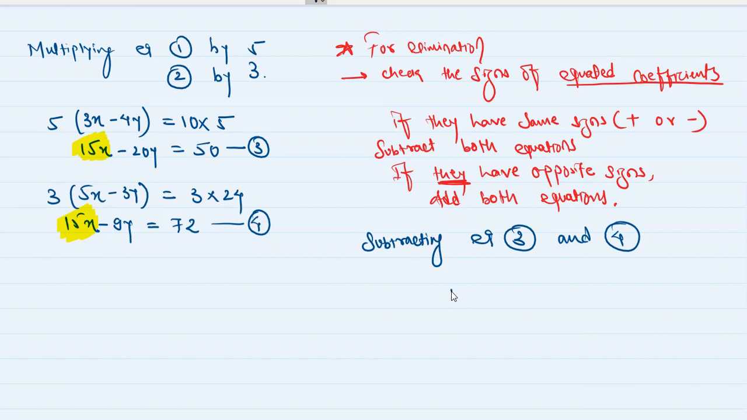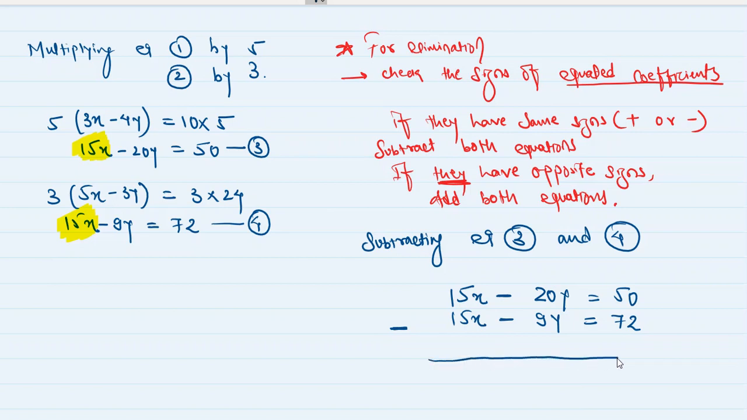For subtraction, you will first write equation number 3 or any one of the new equations in which the coefficients are equated. Don't write the original question. Is equal to 50. Then you will put a minus sign here, little far away, and write the second equation, that is equation number 4: 15x minus 9y is equal to 72. Then leave a gap of one line and then draw your line.